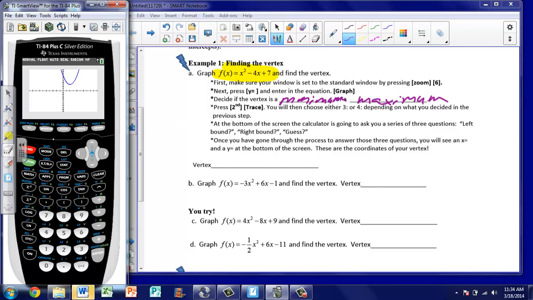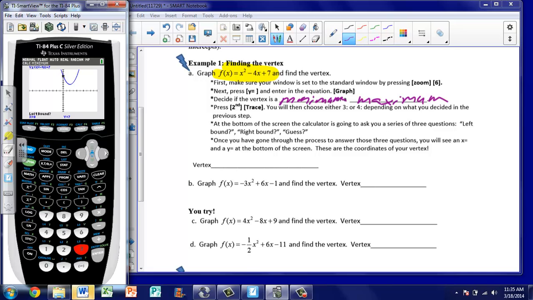Second, and trace is this button right here under the screen. And notice we're going to tell the calculator to calculate. We have to tell the calculator, do we want to calculate the minimum or the maximum? Well, in this particular example, it was a minimum, so we're going to choose number 3. Now, if you go back over here to your notes, it says at the bottom of the screen, the calculator is going to ask you a series of 3 questions. Left bound, right bound, guess. So we have to go through this process.